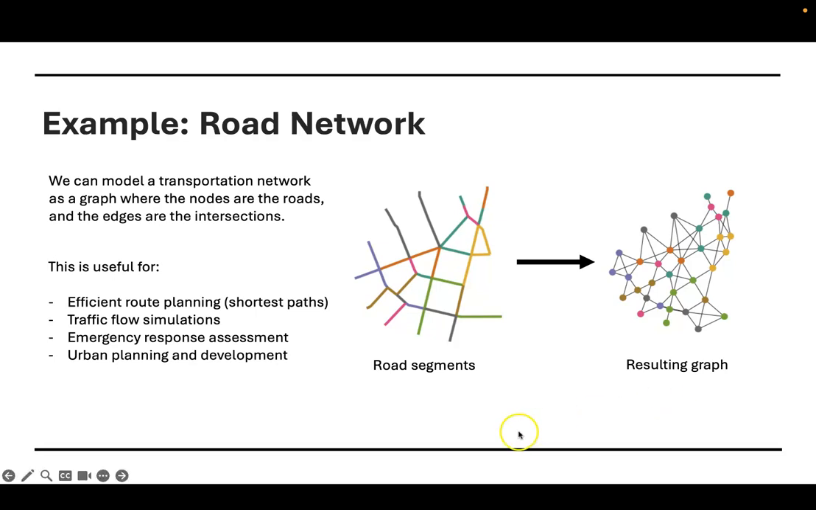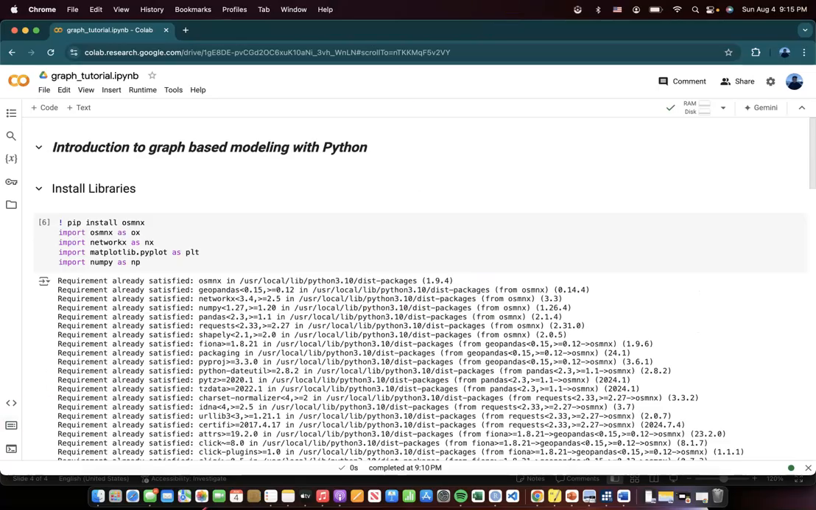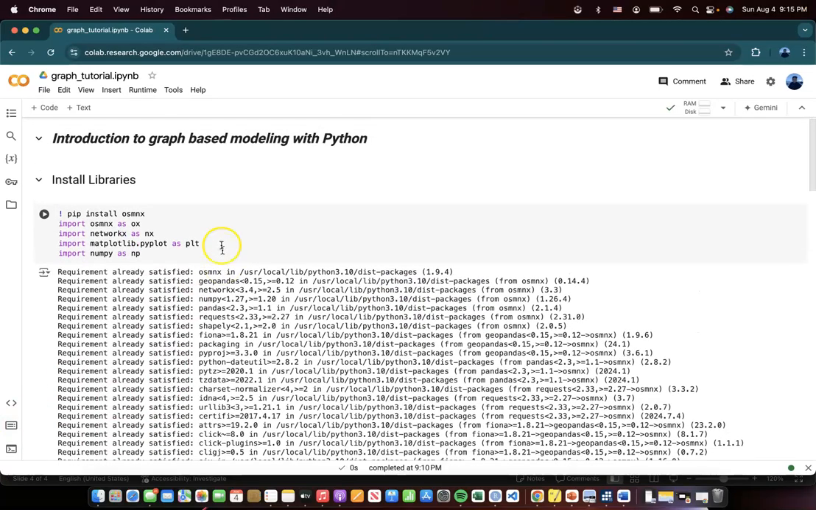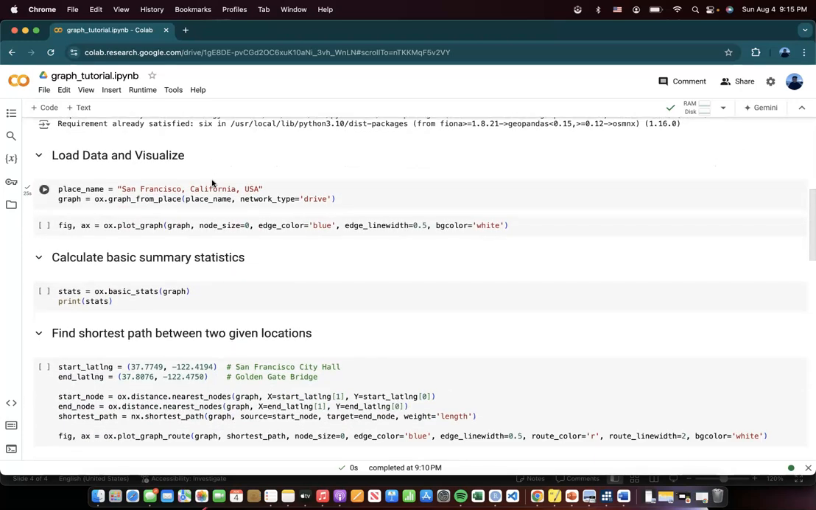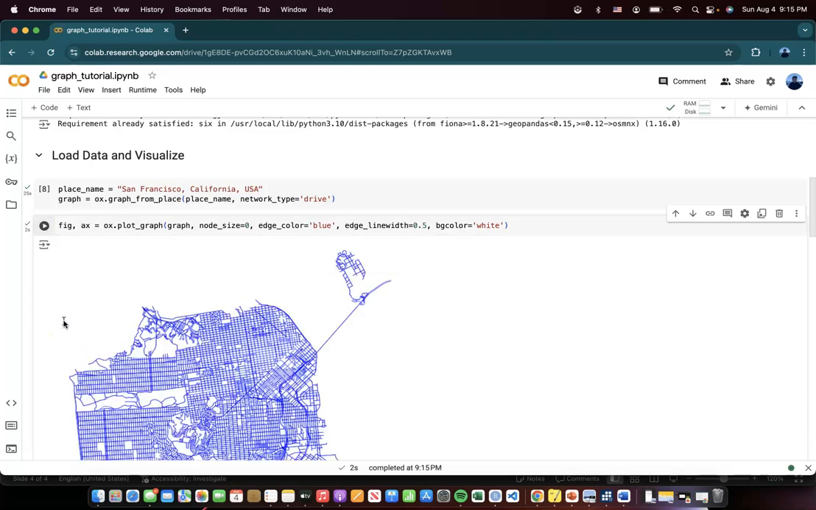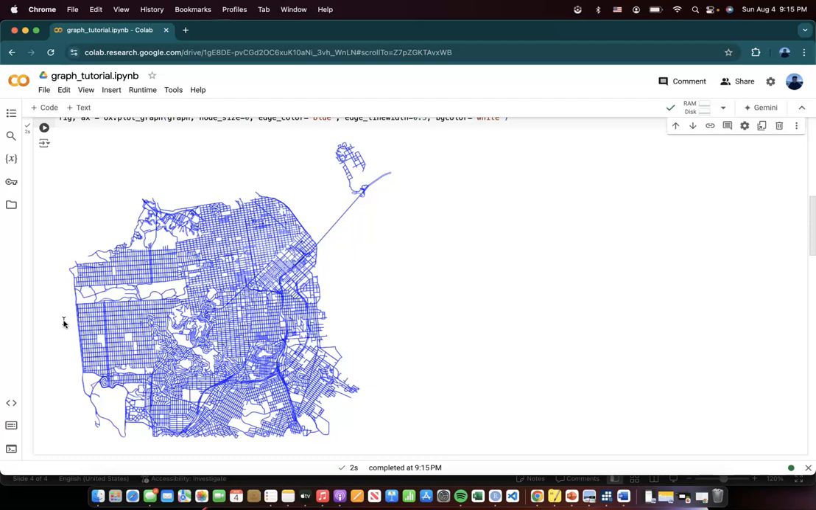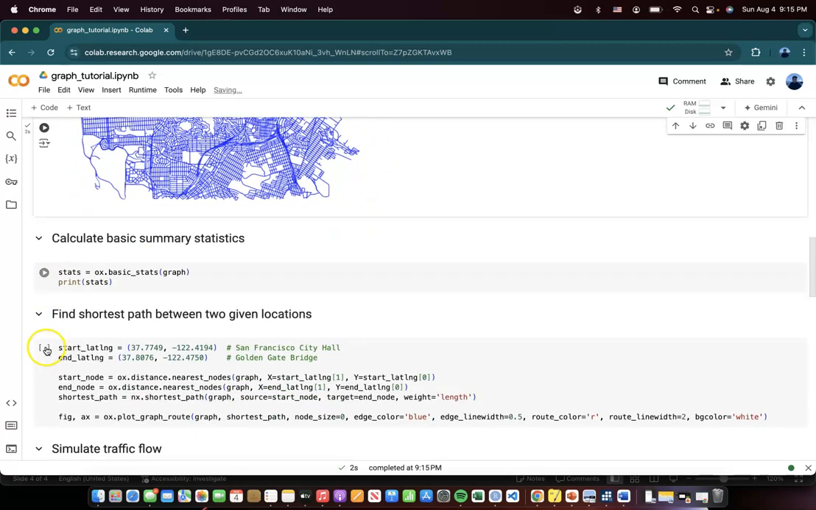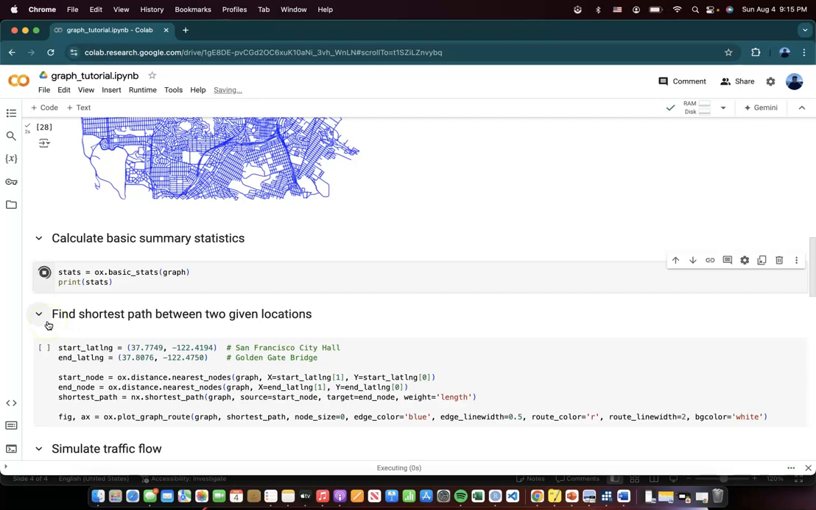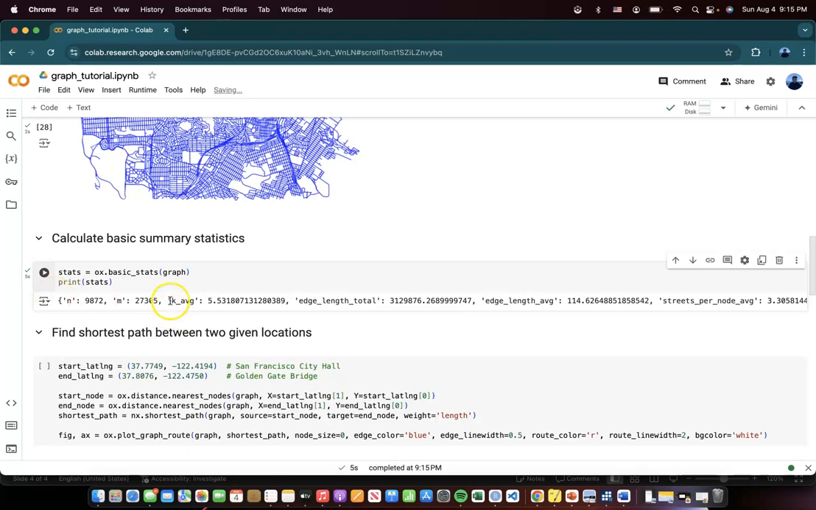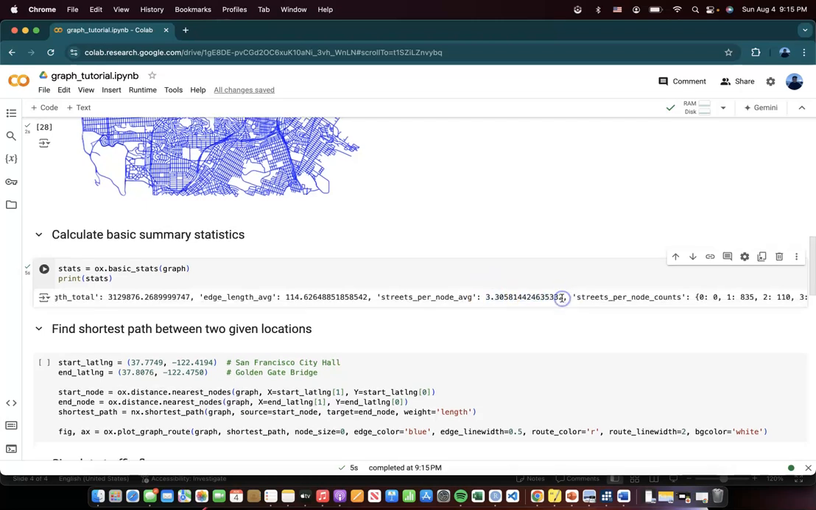And so now let's take a look at a Python example. Okay, so we've installed the libraries and we've loaded the data. And so now let's visualize it. So here's the San Francisco road network, and now we can calculate some summary statistics. And so this will show us some information such as the average road length, the average number of streets per road, etc.